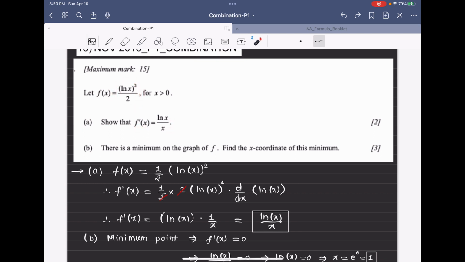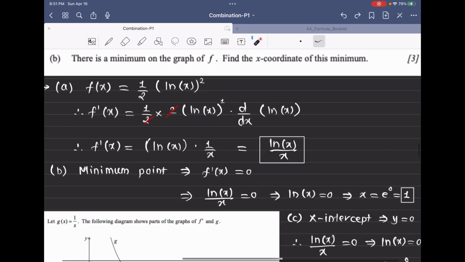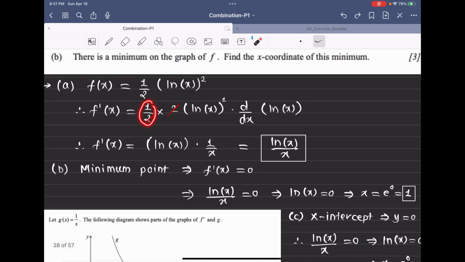This is not a quotient rule. Denominator is a constant. So it's only ln of x bracket square. You can use a chain rule. I'm using directly. I'm writing first f of x is equal to 1 by 2 ln of x bracket square. When I'm taking a derivative, constant, if it has no x with it, don't take that. I'm keeping 1 by 2 as it is.